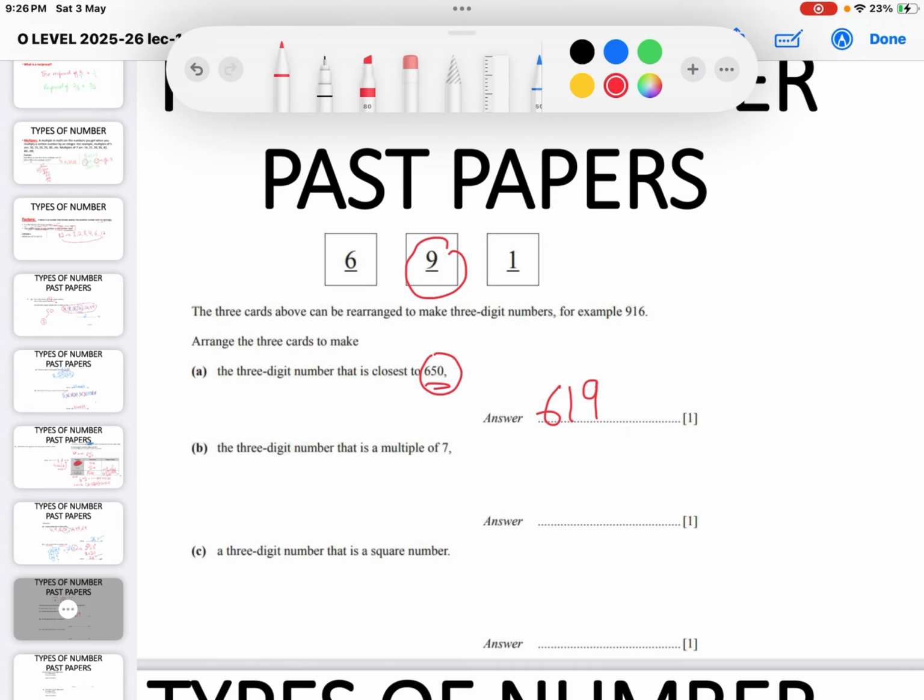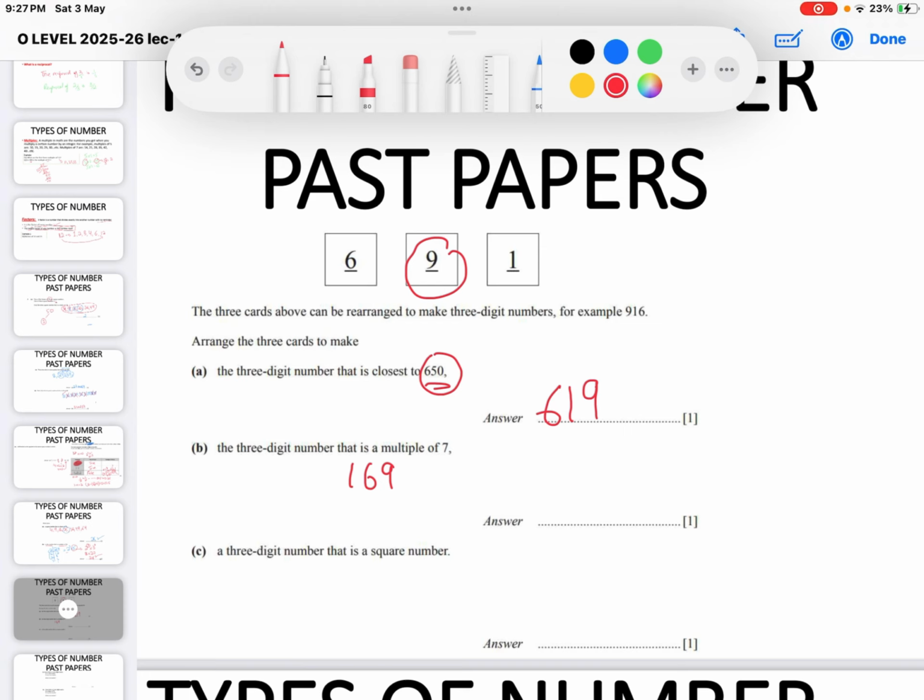Now a 3-digit number that is a multiple of 7. Now we need to find a 3-digit number that is a multiple of 7. So that's not very easy. So I have 3 numbers, 6, 9 and 1. I start with 1 first, the smallest number. For example, I take 1, 6, 9. Okay, 1, 6 and 9. I take the number 169.